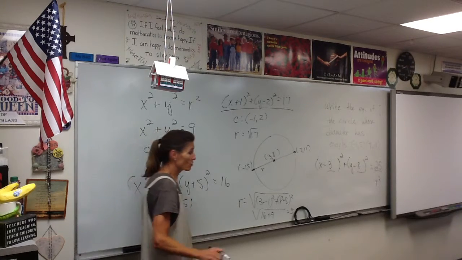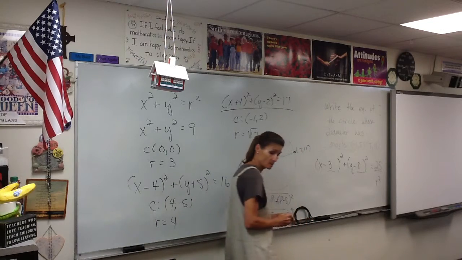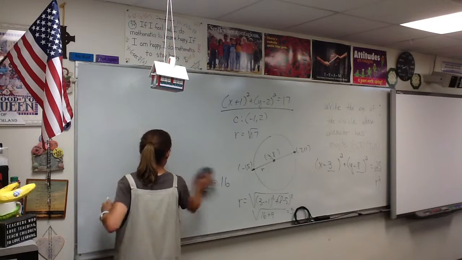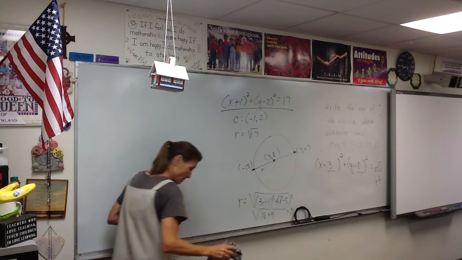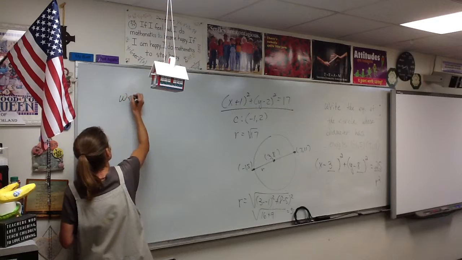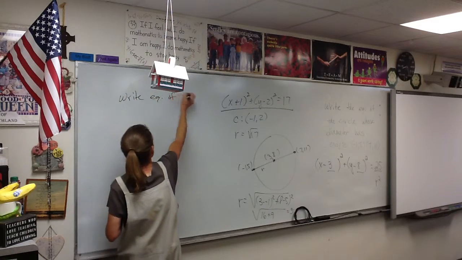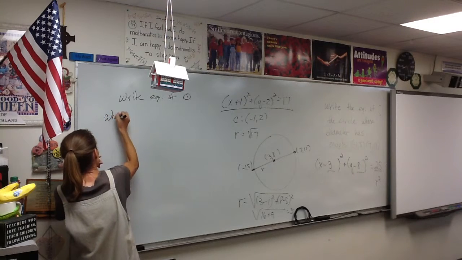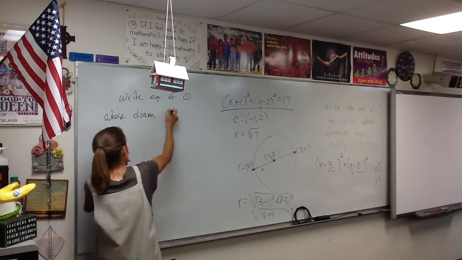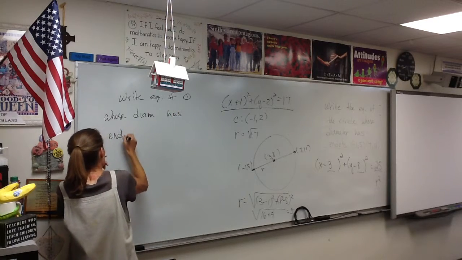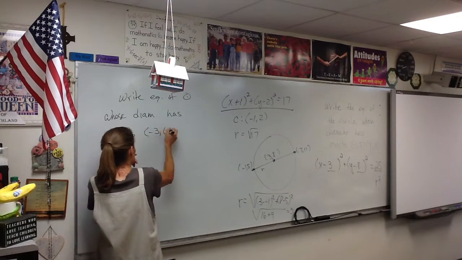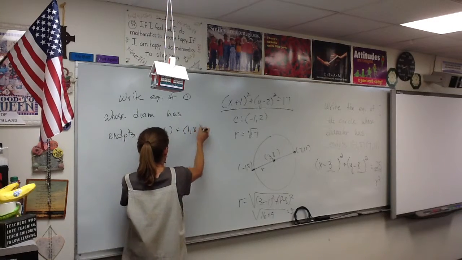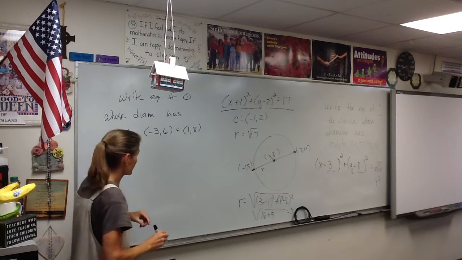GTQ, guaranteed test question. So let's practice one on our own. Write the equation of the circle. Work on this with your partner. Whose diameter has endpoints -3, 6, and 1, 8. This one's not going to come out so nice, but that's okay.